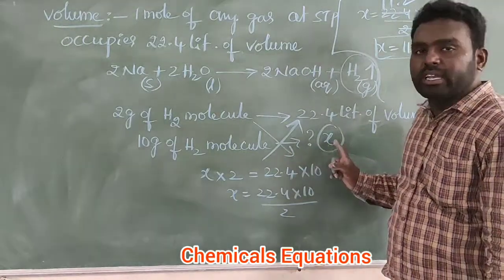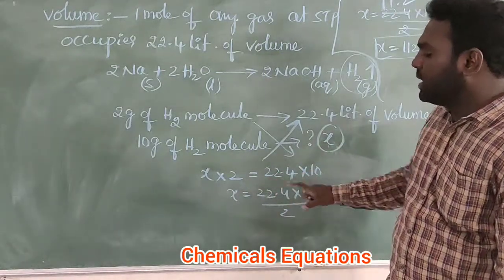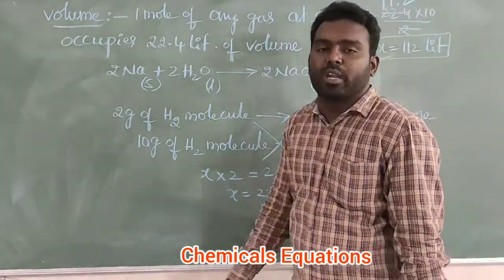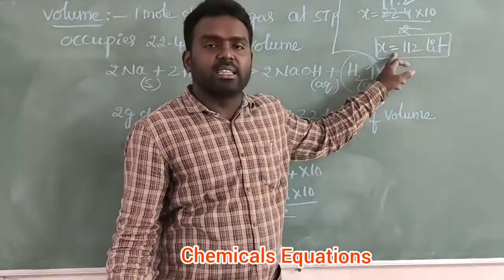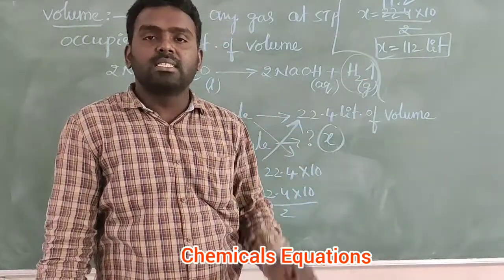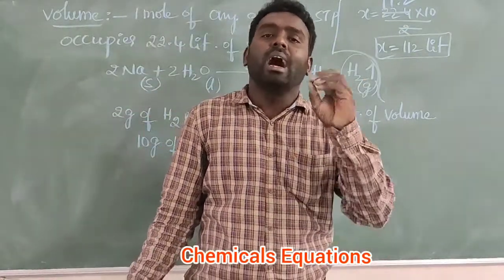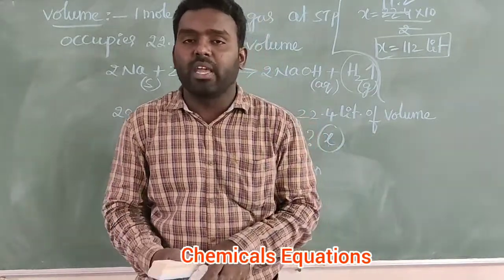So take this as x, then x into 2 is equals to 22.4 into 10. Therefore x is equals to 22.4 into 10 by 2, and finally we will get the volume of the hydrogen gas, which is 112 liters. This is the calculation of the volume of hydrogen gas occupied by 10 grams of hydrogen.